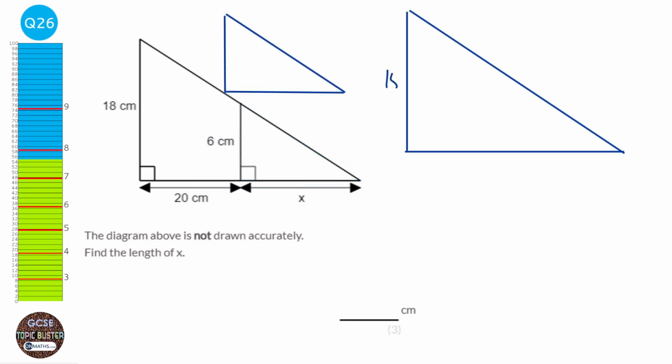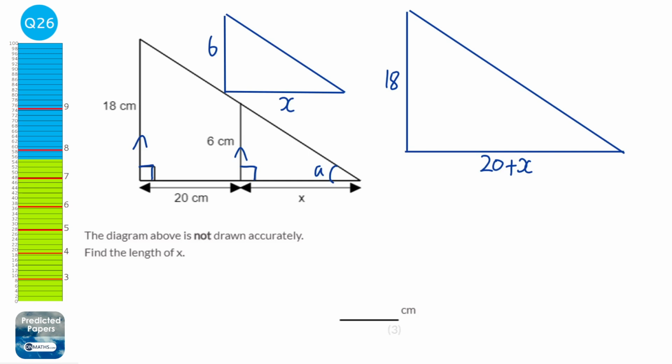We can label the sides of them as 18. Now this long length would be 20 plus x, 20 centimeters plus x. Then we've got 6 here and we've got x here. Now the 2 triangles are similar because the sides here, we know they are parallel because they are right angles, and they share an angle here, which we can label as A. And so they are definitely similar, which means that one is an enlargement of the other.